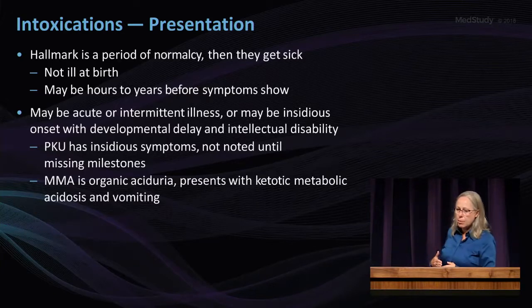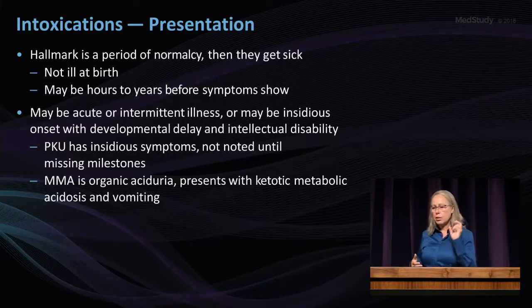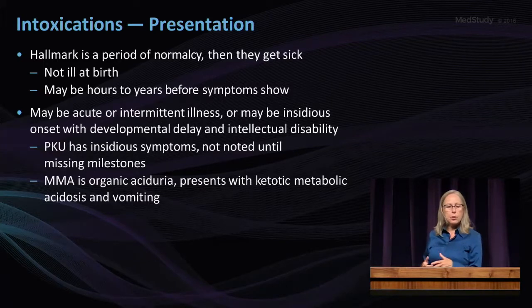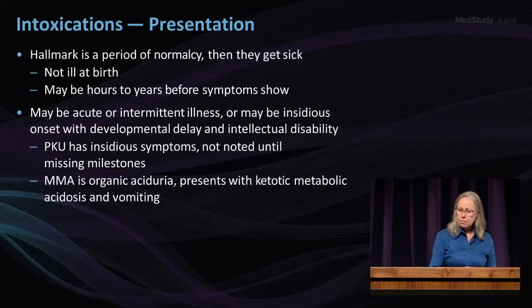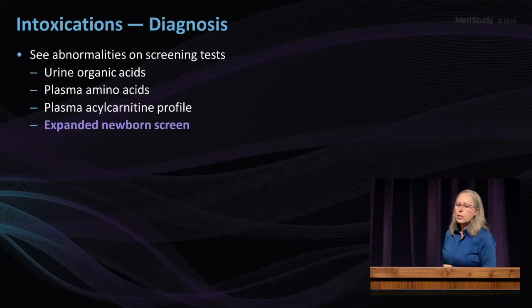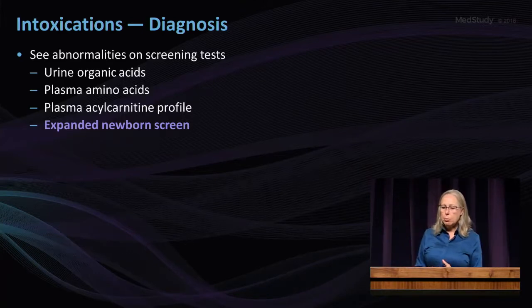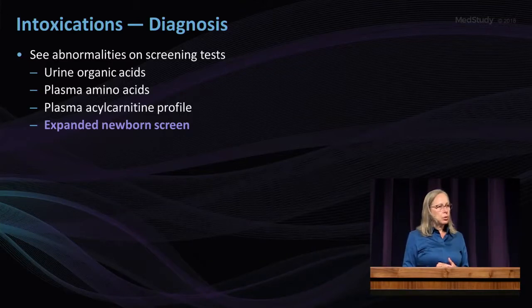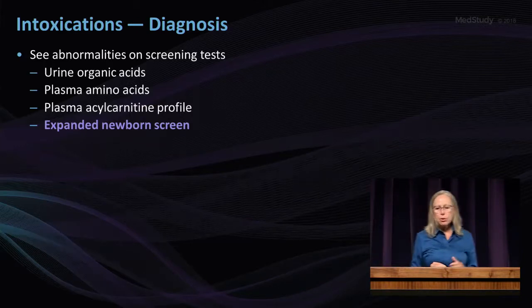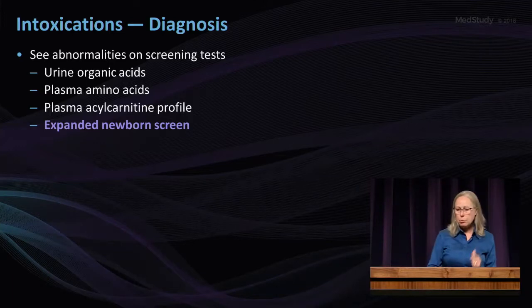Methylmalonic acidemia, or MMA, is an organic aciduria that will present early with ketotic metabolic acidosis, and vomiting will get your attention. So you're going to see your abnormalities on screening tests in your urine organics, your plasma amino acids, plasma acylcarnitine profile, and your expanded newborn screening. So that's really been the game changer over the last 20 years, is being able to do tandem mass spec and to look for the amino acids and the acylcarnitine profile on that newborn screen. What you're not getting is the urine organics, because it's only a blood test on newborn screening.